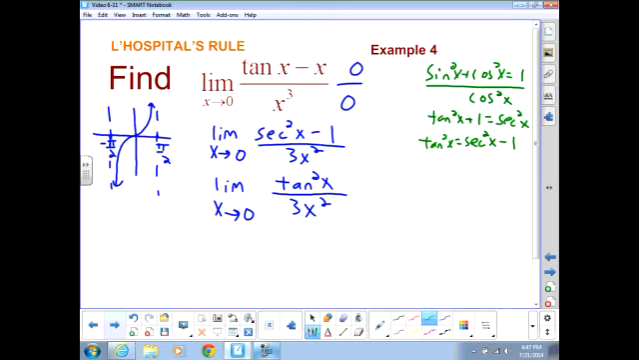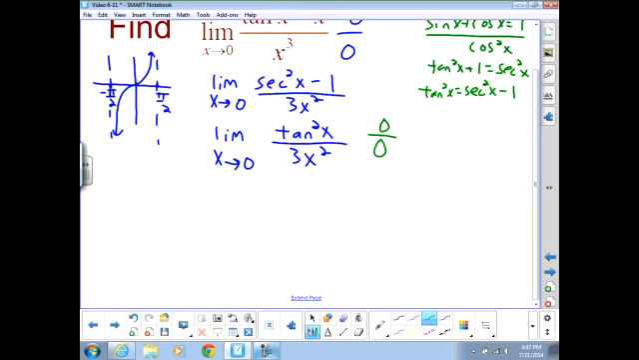We'll now sub in 0 to do our direct substitution. We saw tan of 0 is just 0. 3 times 0 squared is 0. So we can go ahead and take our derivative of each part individually. Now it's important to note, tan squared x is really saying tan x, the whole thing squared. So that's going to be a chain rule on top.